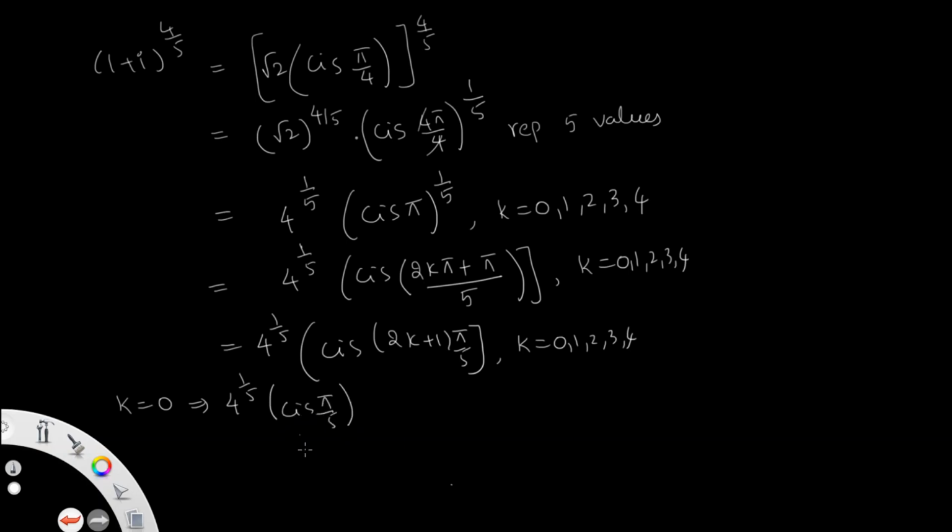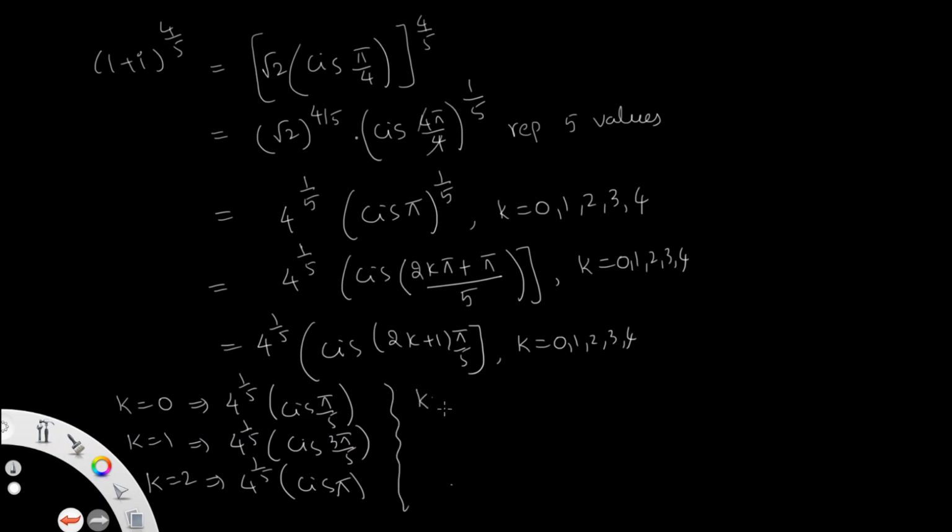Okay. If k equal to 1, nothing but 4 to the power of 1 by 5 into cis 3 pi by 5. If k equal to 2, write as 4 to the power of 1 by 5 into cis of 5 pi by 5, nothing but 2 plus 1 is 5, so cis pi. Similarly, k equal to 3, write as 4 to the power of 1 by 5 into cis of 7 pi by 5. K equal to 4, the last term, 4 to the power of 1 by 5 into cis of 9 pi by 5.